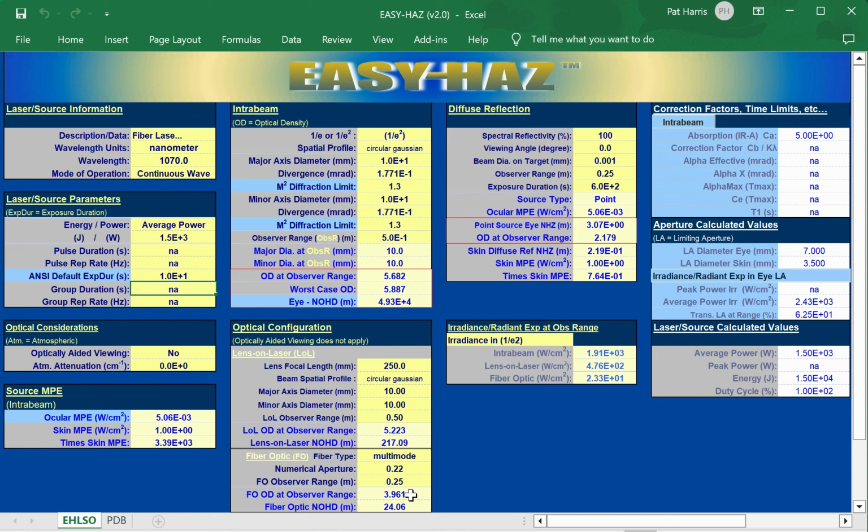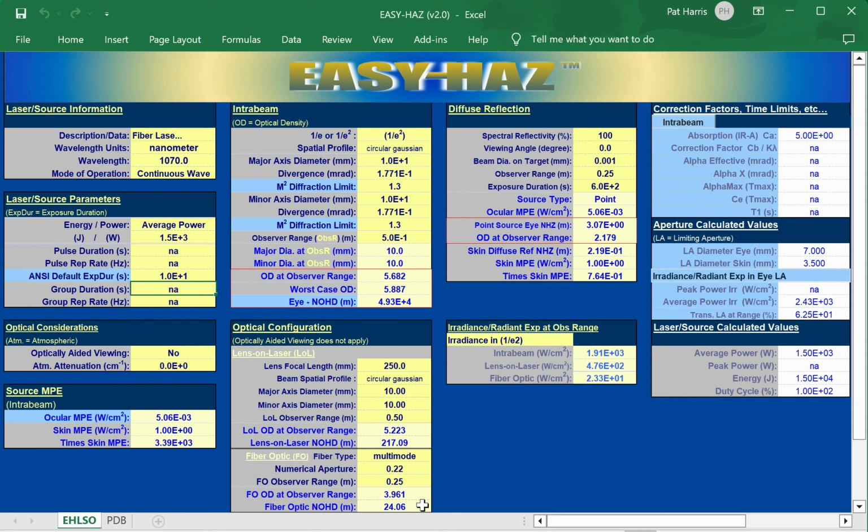And we can see that the OD at observer range of 1/4 of a meter for this fiber, rounded off, would be an OD of 4. It has an NOHD of 24 meters. So it's not really all that long, and that's because it has a really high divergence.